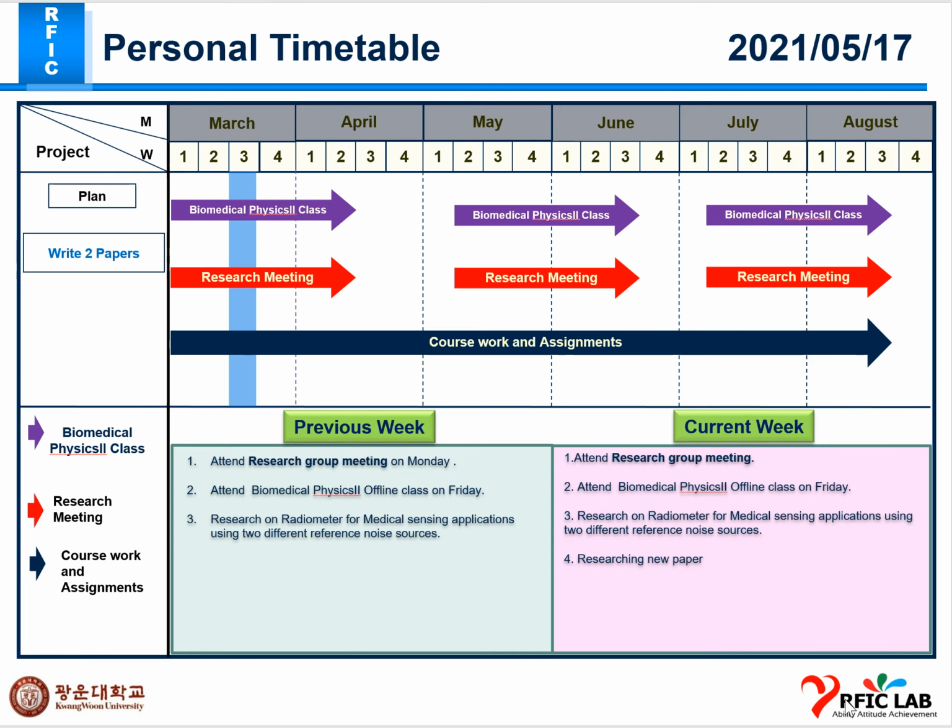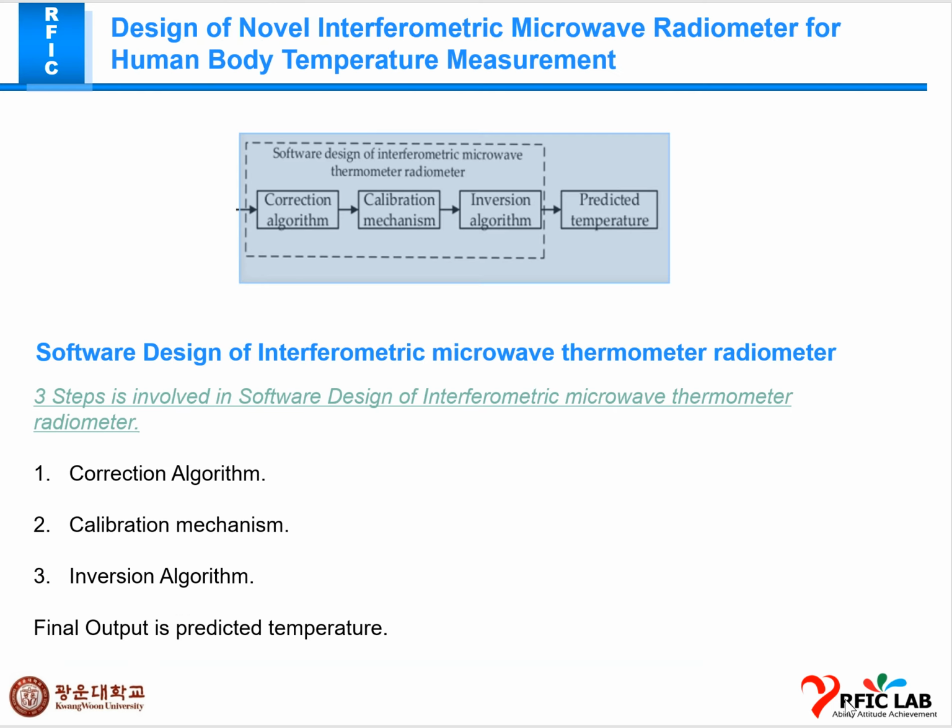What I have studied and researched on this topic, I'm going to explain with my slides. This paper's title is Design of Novel Infometric Bio Microwave Radiometer for Human Body Temperature Measurement. It has two sections, hardware and software. My major goal is software, so I have mentioned only the software part. In software, they divided the process into steps.